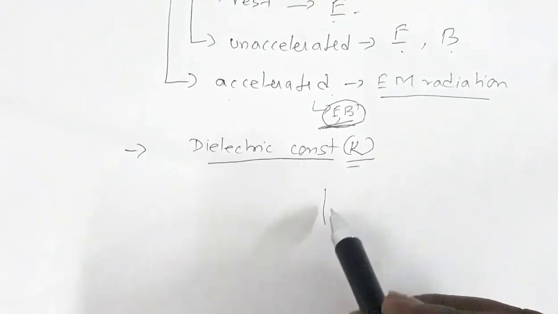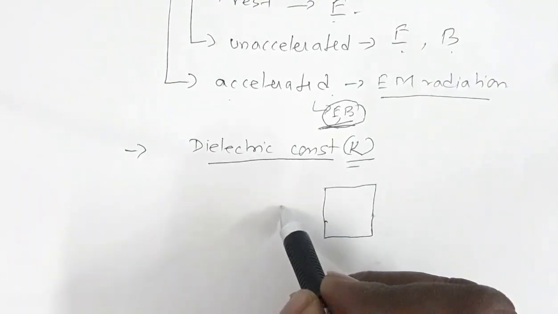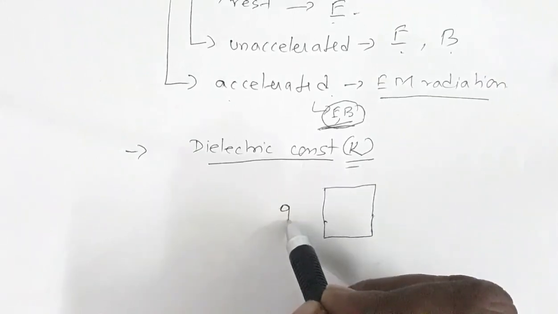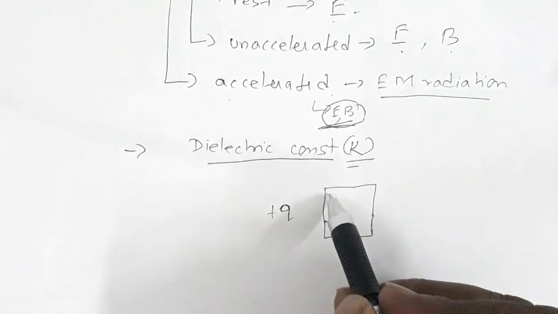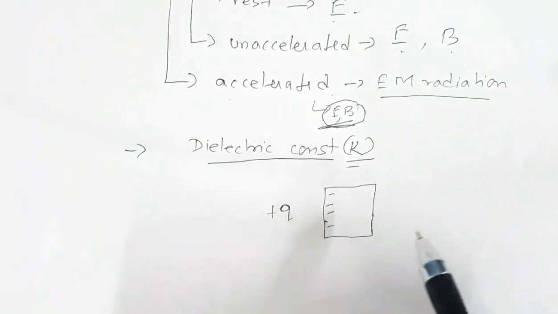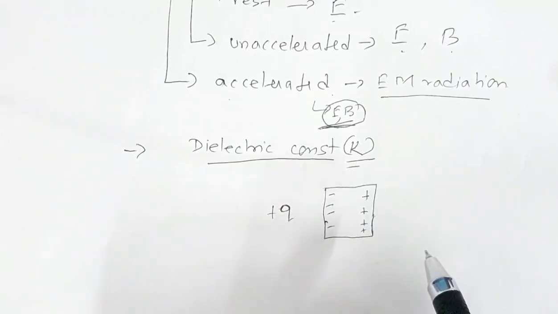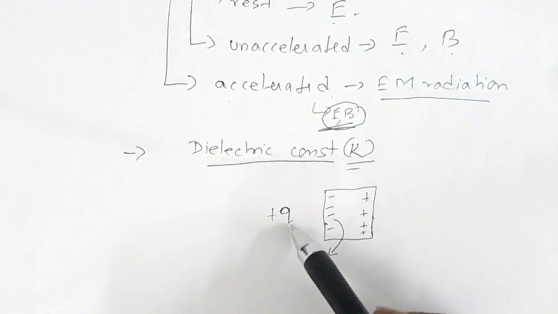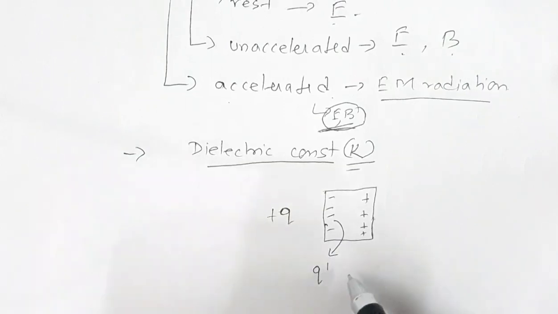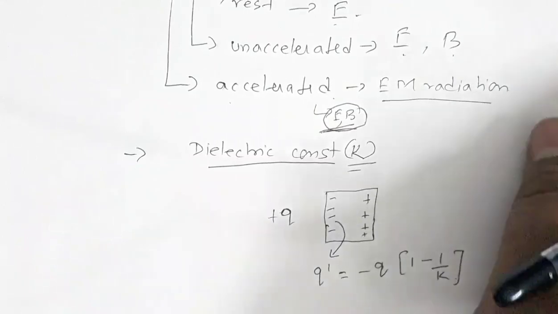Now suppose you have a dielectric medium, and you have a charge Q placed near this dielectric medium. So we know that if this is a positive charge, in the dielectric medium this side there will be negative charges induced, and on the other side equal number of positive charges are induced. Now say this charge is Q prime. So this is the induced charge on this side. This is Q. Now this Q prime is related to Q by the relation Q prime is equal to minus Q times (1 minus 1 by K), where K is the dielectric constant.